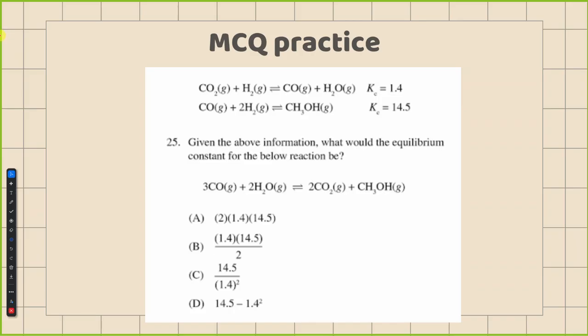Let's see here. Okay. Given the above, oh, they finally give us some K values here. What would the equilibrium constant be for the following reaction? So now we have to look at manipulating it. So we have 3 COs. It looks like I need to multiply this one by 3, so this is going to be raised to the third power. Looks like this one needs to flip and be multiplied by 2, right? So this is going to be 1 over 1.4 squared. Is that right?